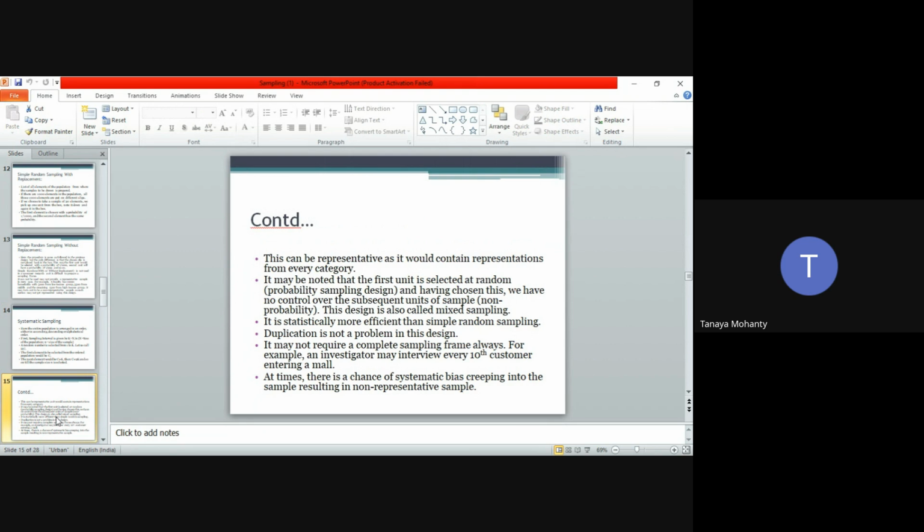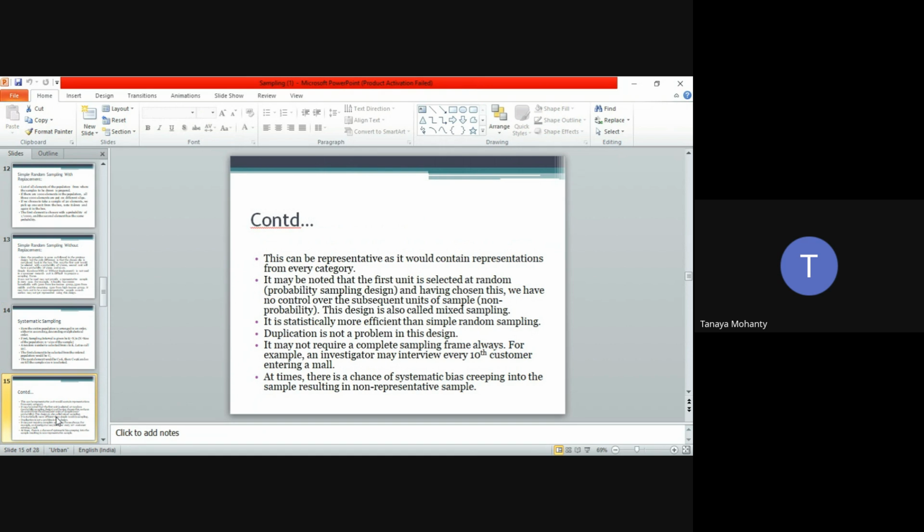So this can be representative as it would contain representations from every category. It may be noted that the first unit is selected at random. There is a chance thing here. We call it probability sampling design. And having chosen this, we do not have control over the subsequent units of the sample. We call it non-probability design. So that is the reason why we call systematic sampling mixed sampling, because it is a mix of both probability as well as non-probability sampling.